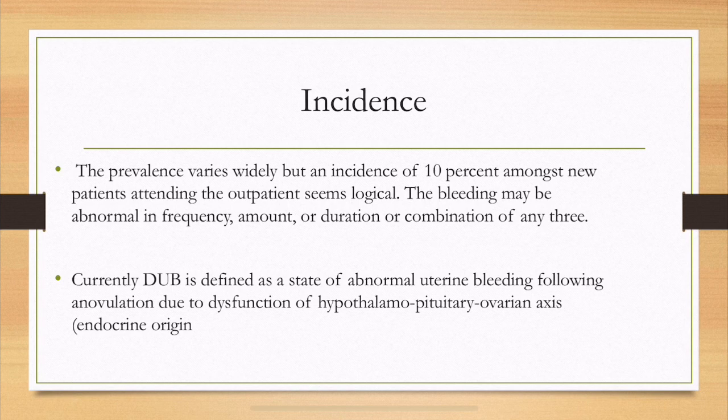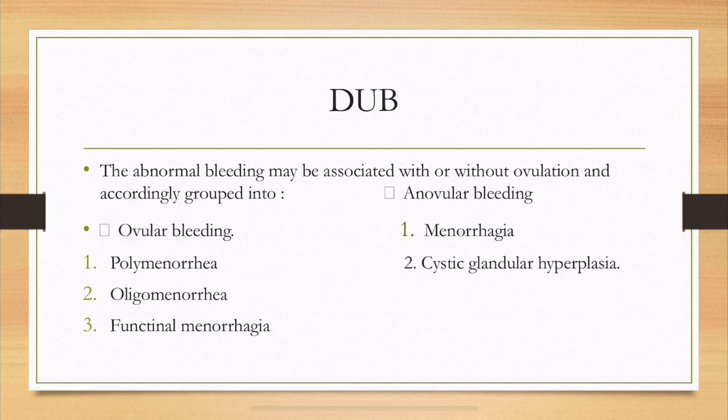Whenever there is an abnormality in the HPO axis, there is anovulation. Now you see, the abnormal bleeding may be associated with or without ovulation, and is grouped accordingly. If it is occurring with ovulation, there are three subheadings: polymenorrhea, oligomenorrhea, and functional menorrhagia. We saw polymenorrhea and oligomenorrhea already. We are going to discuss functional menorrhagia in detail, and the pathophysiology of polymenorrhea and oligomenorrhea.